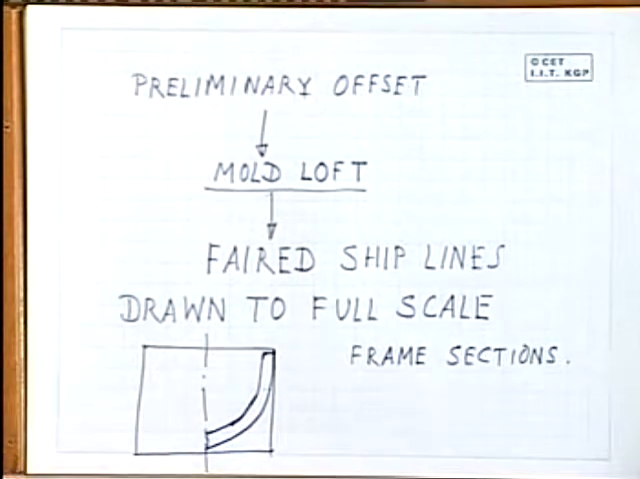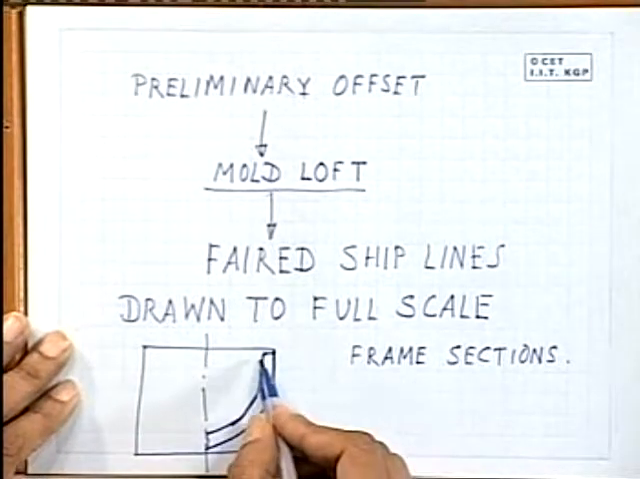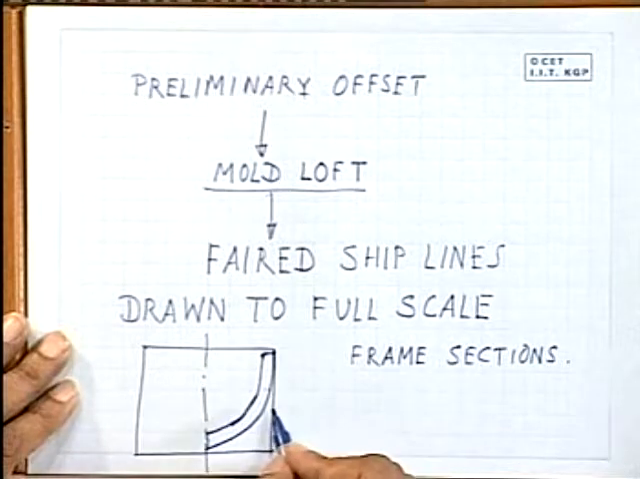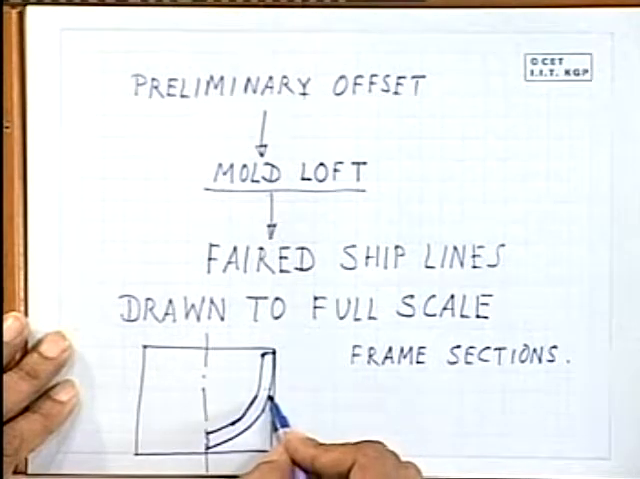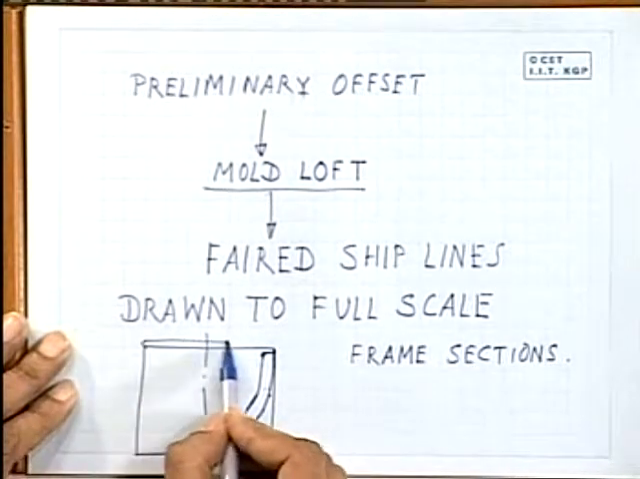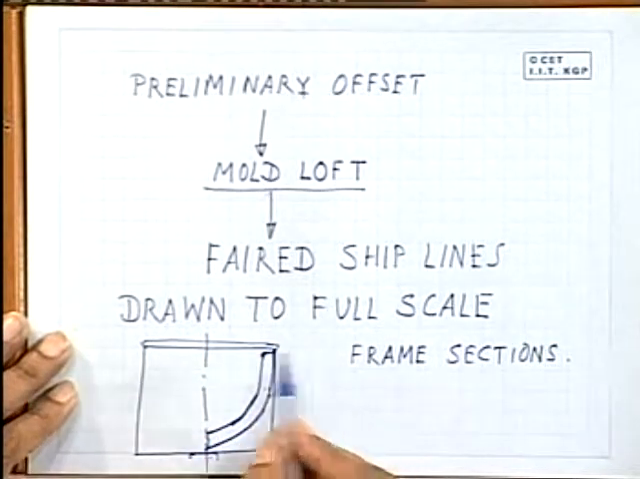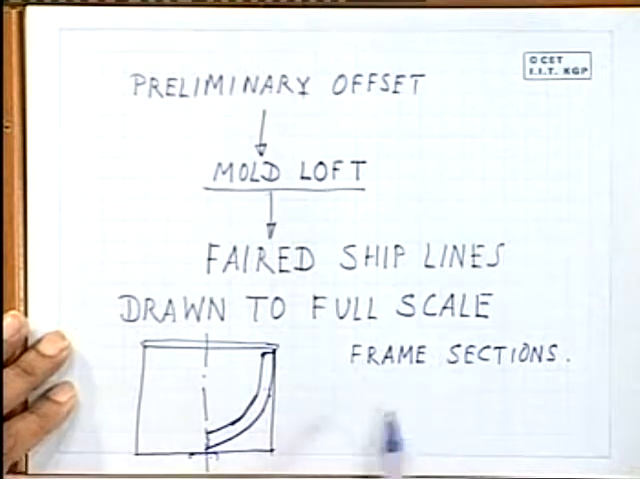So this is how the shape of the hull is obtained from the lines drawing. Here again the molded lines are very important for positioning the frame. The outer edge of the frame is the molded line. Similarly, the inner side of the keel plate is the molded keel line. The deck will be above the molded deck line. So the positions of the molded lines are very important.